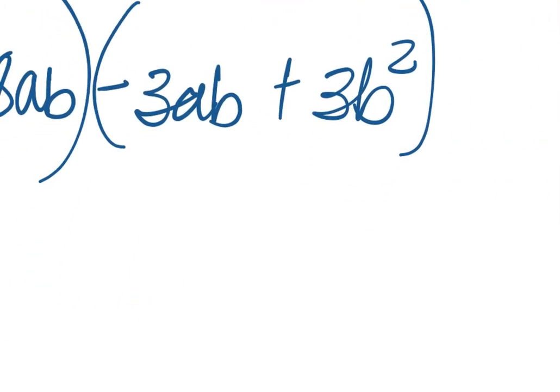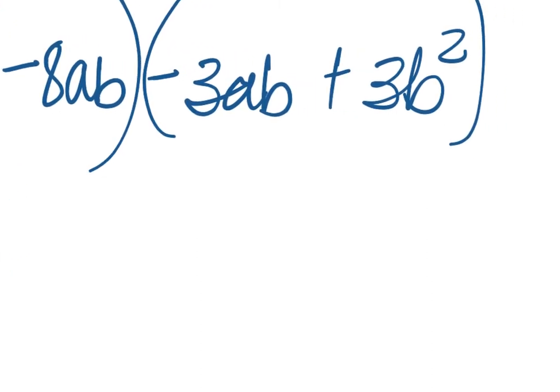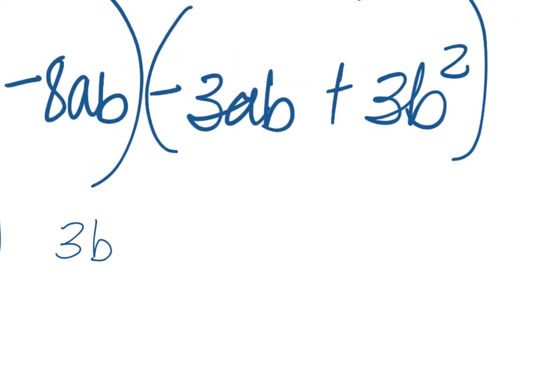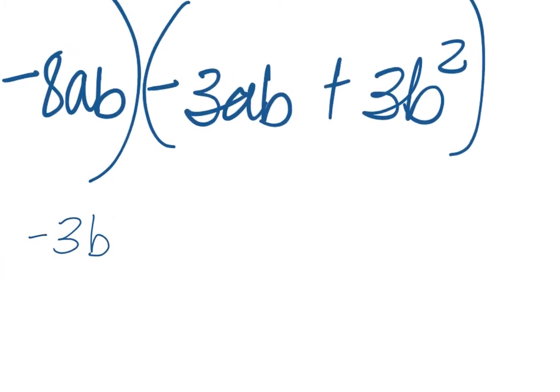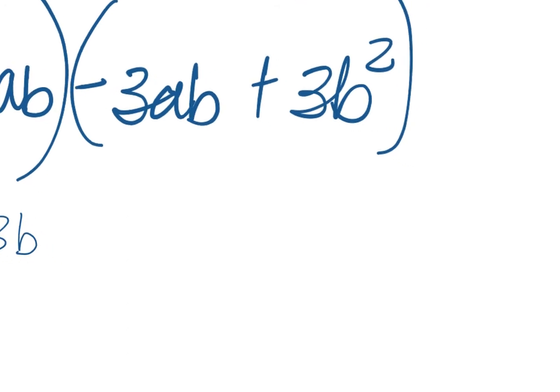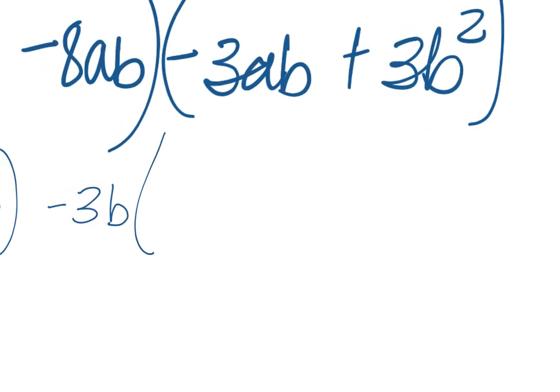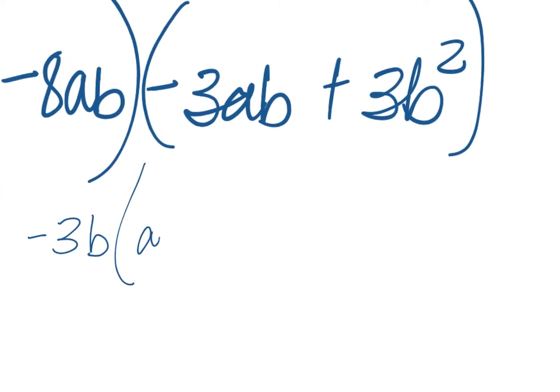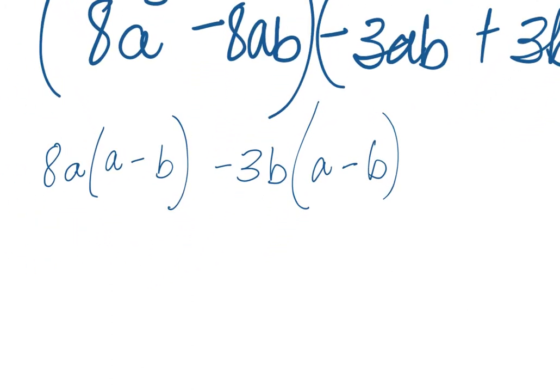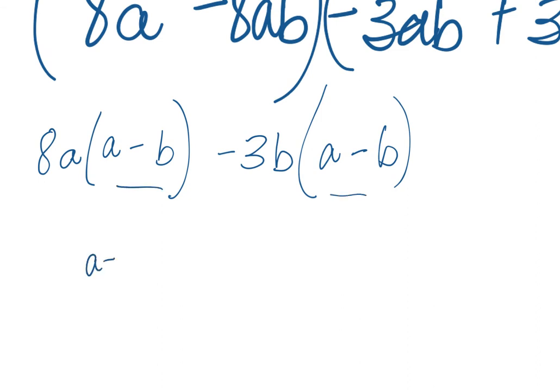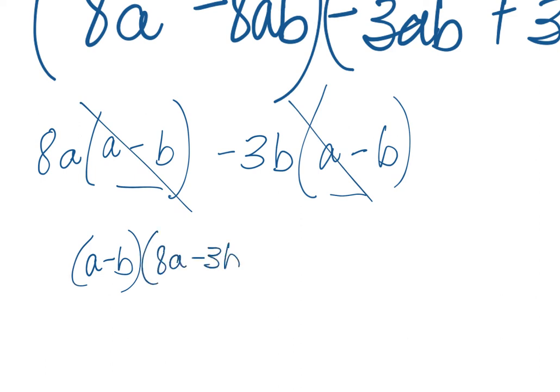And in the back binomial, there is a 3 and a b in common, but I also need to make sure that's a negative 3 that I'm factoring out, because the leading coefficient, as in this coefficient right here, is negative, so I need to factor out a negative. So when I do that, negative 3ab divided by negative 3b is just a positive a. And positive 3b squared divided by negative 3b is minus b. So now looking at it, I have an a minus b in common. And if I take that out, I'm left with 8a minus 3b.